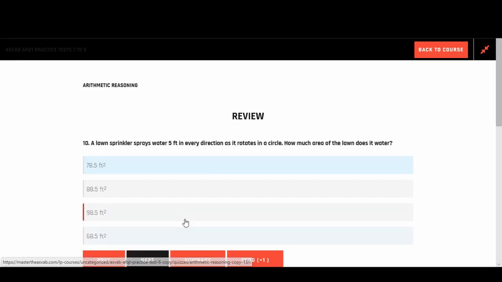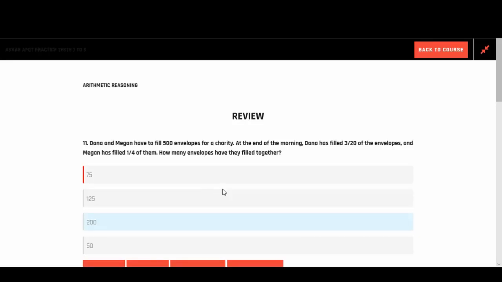So let's go ahead and move on to the next one. So we got to deal with some more fractions here for number 11, which says Dana and Megan have to fill 500 envelopes for charity. At the end of the morning, Dana has filled 3 out of 20 of the envelopes, and Megan has filled 1/4 of them. How many envelopes have they filled together?